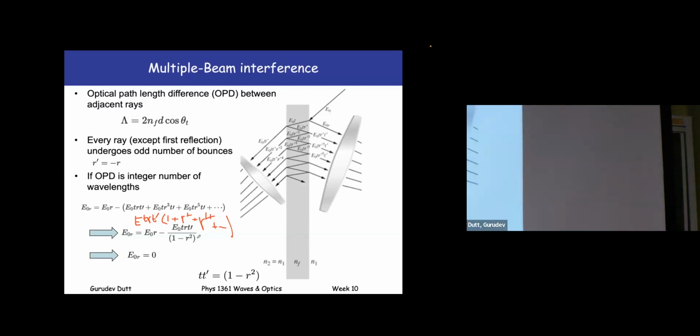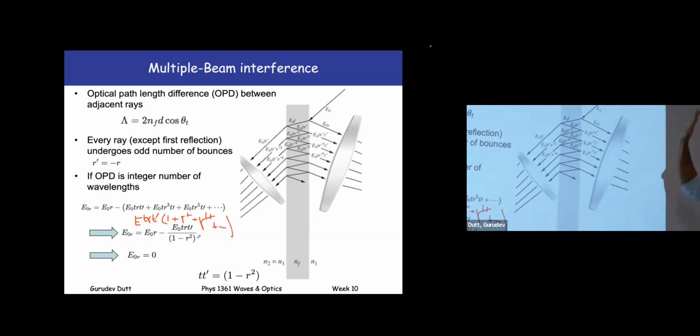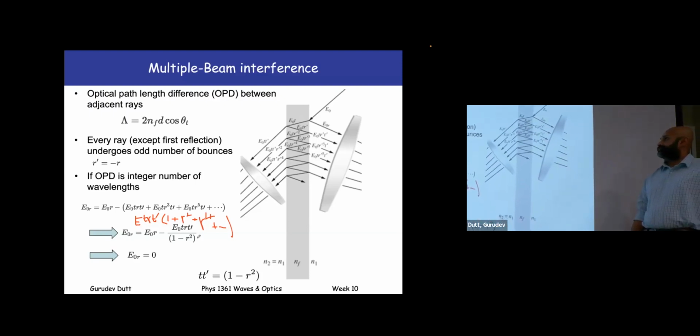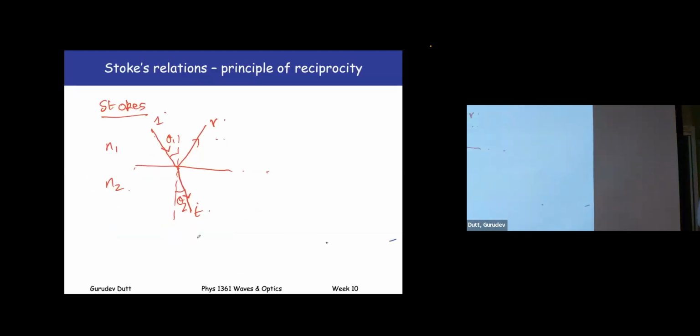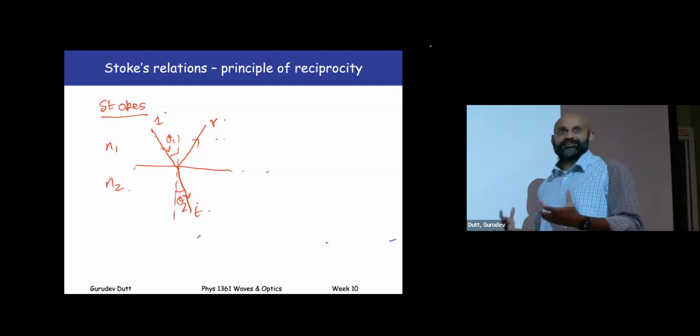That is, if the optical path length difference is an integer number of wavelengths, I'll get perfect cancellation for this film. So we have derived now a way to show that this is true for multiple beams, as long as, of course, we're assuming this T T prime equals 1 minus r squared, but I'm claiming that's always true as well. Okay. This was proven by George Stokes, I can't remember when, and this is such a beautiful proof that I have to show it to you, even though it's not strictly necessary for you to know it, but it uses those arguments that we physicists love, which is symmetry.